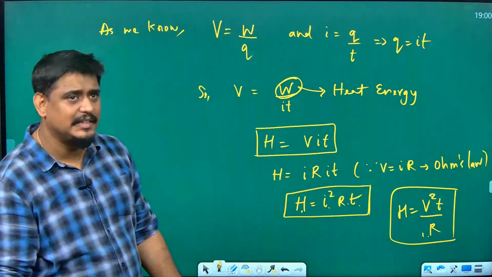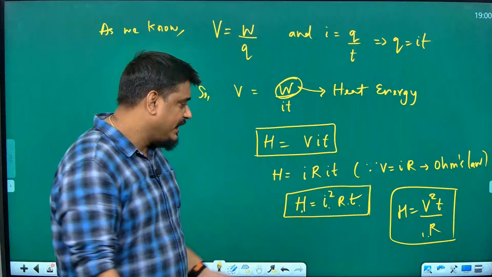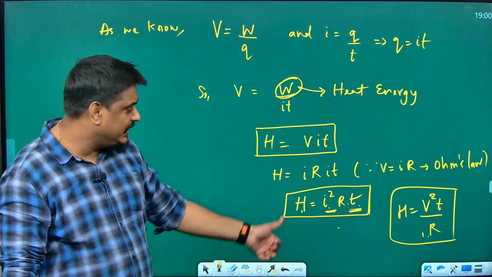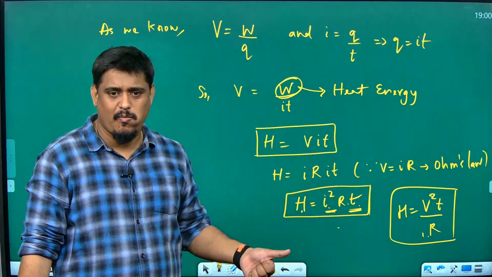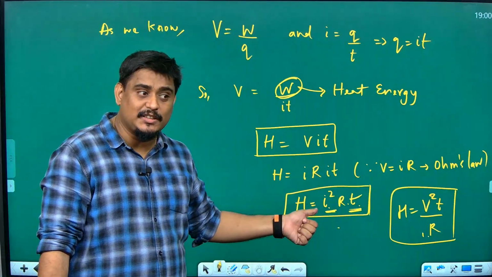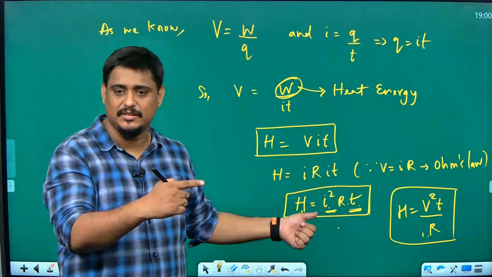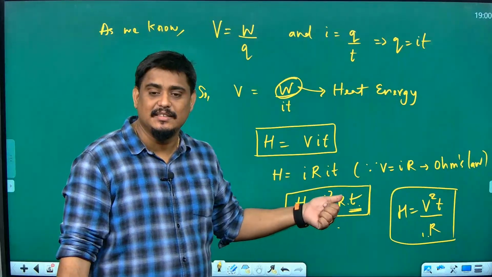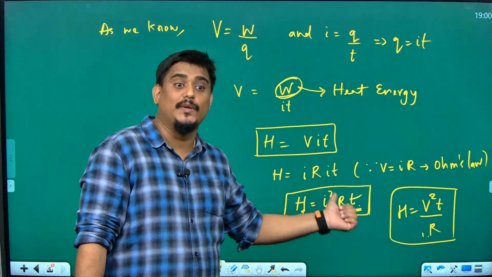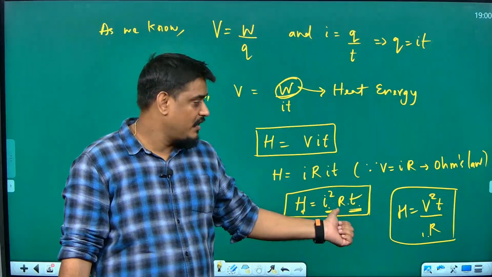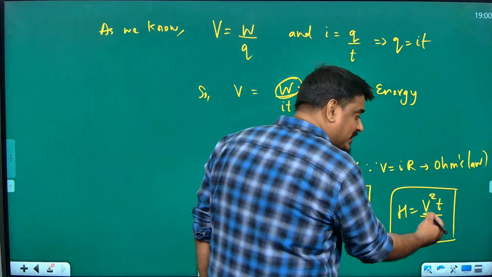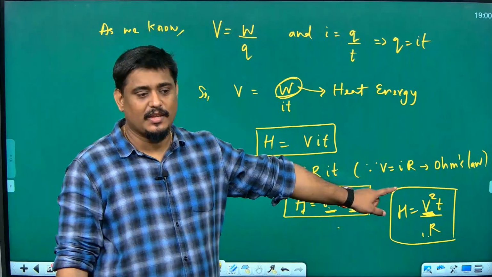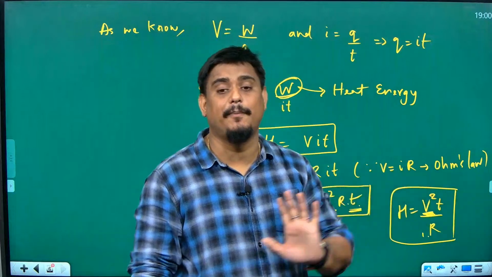Remember this. If I and T are constant, then only H can be proportional to R, no? When will current be constant? In series connection. I told you before some time. So if bulbs are in series, then heat energy will be proportional to resistance. If V is constant, which happens in the case of parallel connection, H will become inversely proportional to resistance.